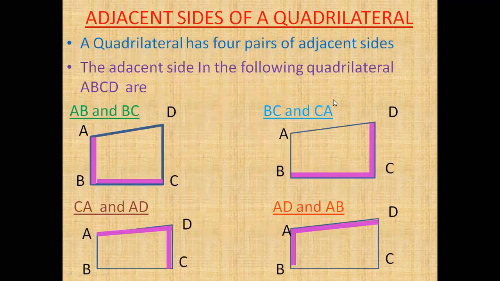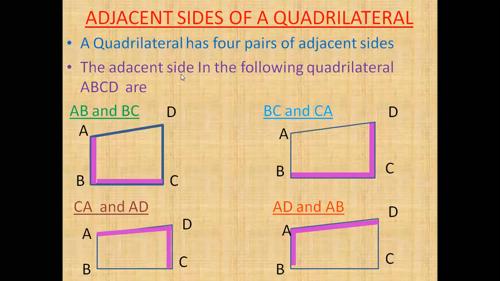Next, adjacent sides of a quadrilateral. What do you mean by adjacent? Adjacent means something which is next to you. Adjacent houses we have, adjacent seats we have. Same way, a quadrilateral's sides which are next to each other can be called adjacent sides.